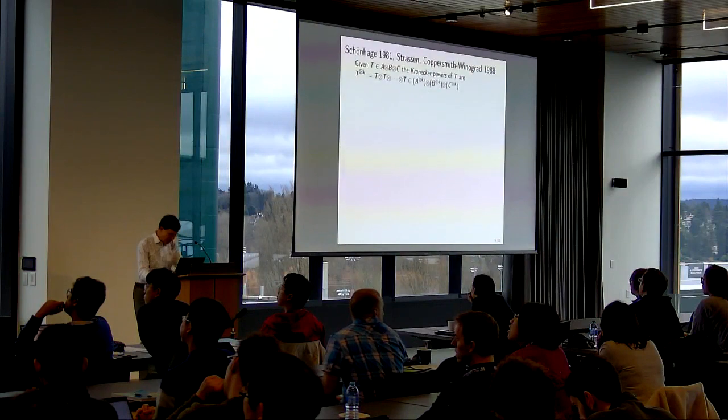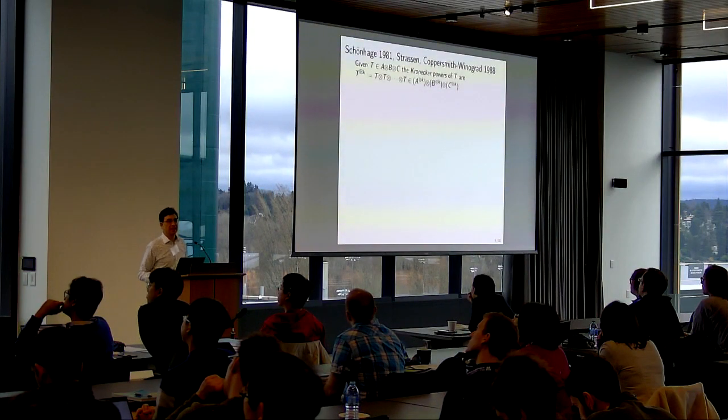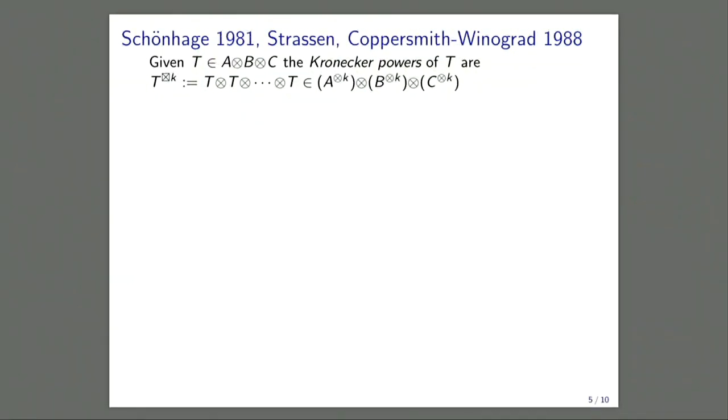Now, the matrix multiplication tensor, as beautiful as it is, is somehow too complicated for people to deal with. So most research on upper bounds since 1981 has been very indirect, using tensors other than the matrix multiplication tensor. So let me explain briefly how that works.